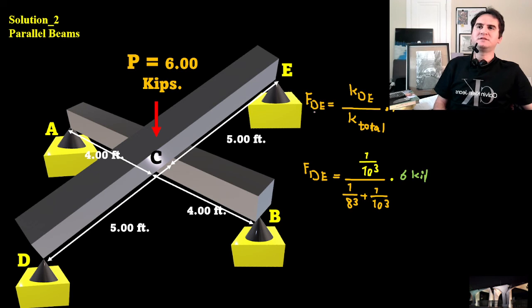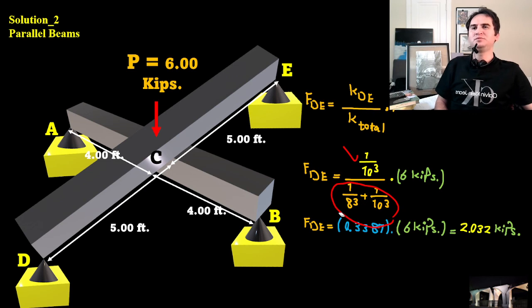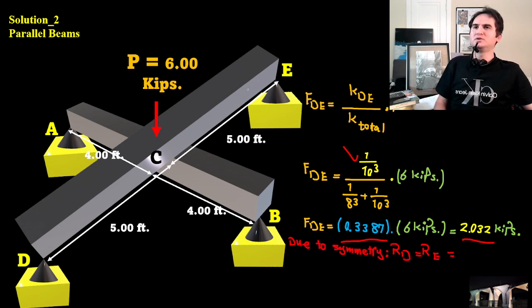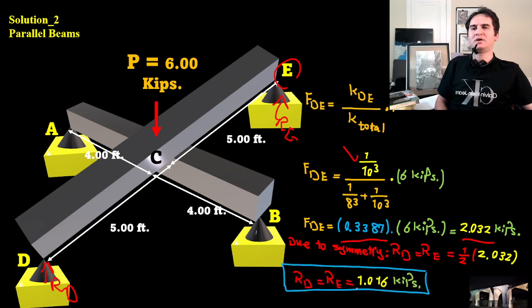Likewise for DE, it's the stiffness of DE over the total stiffness, and this time 1 over 10 cubed over the total stiffness, times the total force. If you do the math, FDE is 0.34, almost, times 6 kilopounds. This is 2.032 kilopounds. And again, by symmetry RE is equal to RD, and that's half of 2.032, so RD is equal to RE, and that's equal to 1.016 kilopounds.